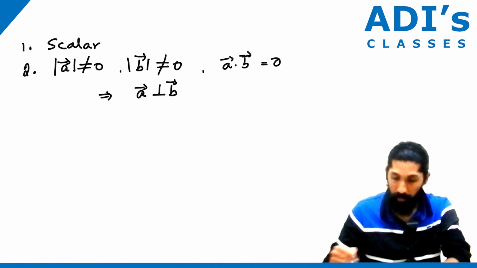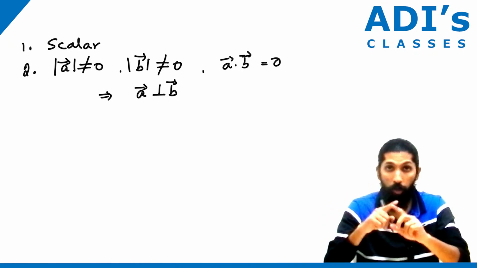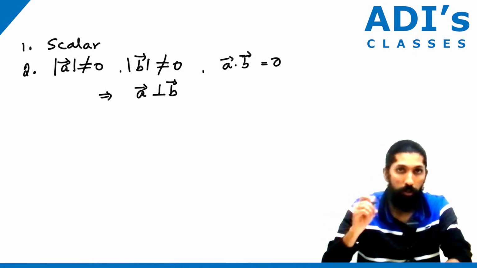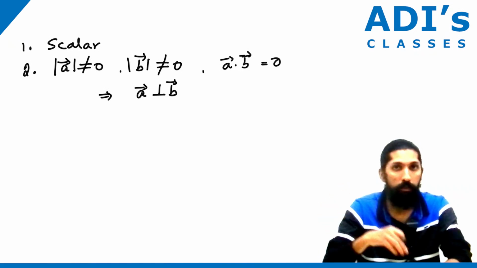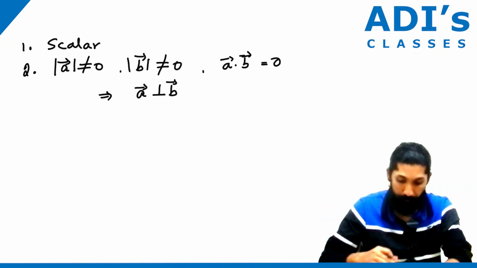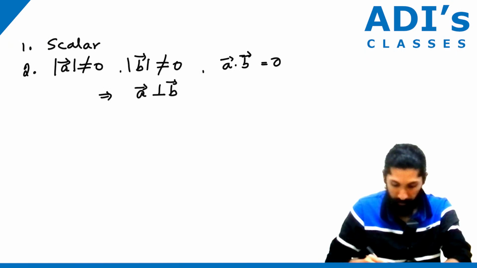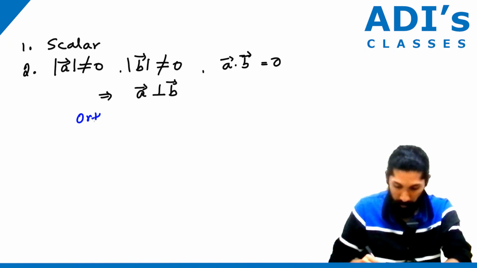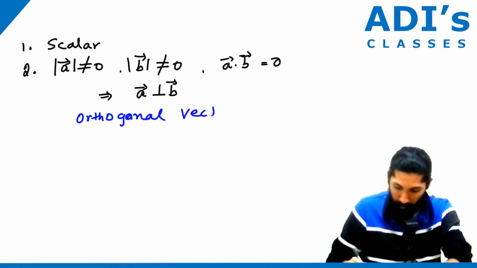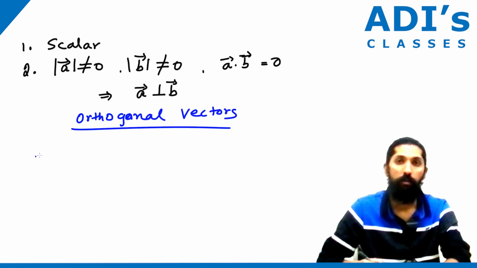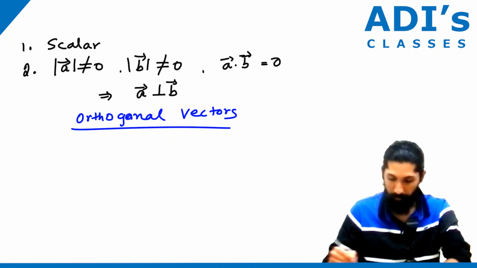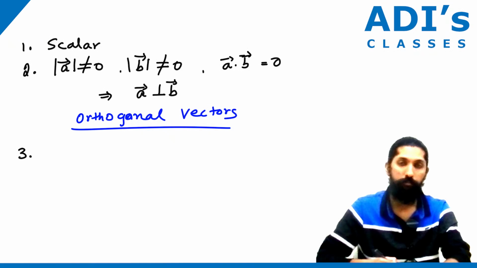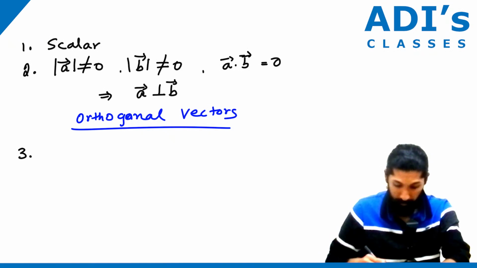Let me repeat this. If A and B are non-zero vectors but the dot product is 0, then we can confirm that the angle between the two vectors is 90 degrees, or that vector A and vector B are orthogonal vectors. That means they are at 90 degrees. This is the second observation. The third observation is that suppose theta is equal to 0 degrees.